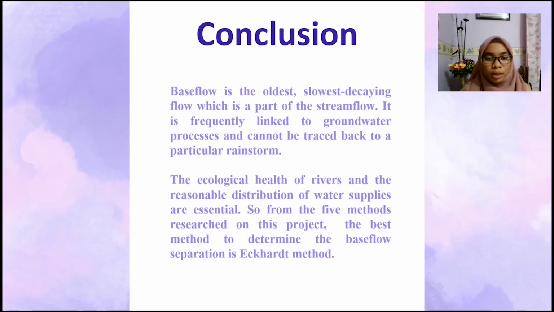For the conclusion, base flow is the oldest, slowest decaying flow, which is part of the stream flow. It is frequently linked to groundwater processes and cannot be traced back to a particular storm. It is essential for the ecological health of rivers and the reasonable distribution of water supplies. From the 5 methods researched in our project, the best method to determine the base flow separation is the Eckhardt method.